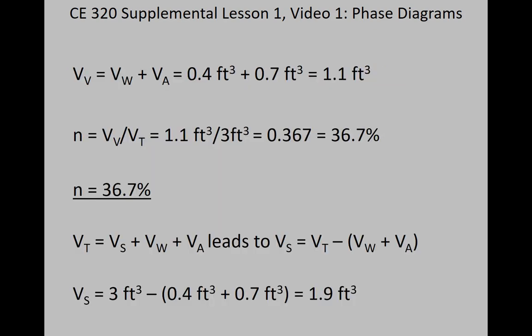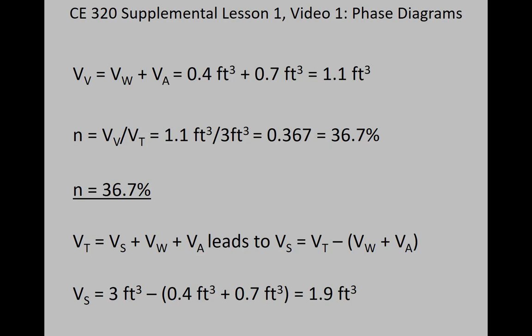The volume of voids is simply the volume of water plus the volume of air, or 1.1 cubic feet. The porosity is, again, the volume of voids over the total volume, and we can calculate that as 0.367, or 36.7%.